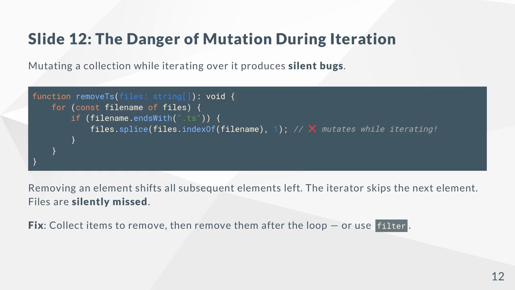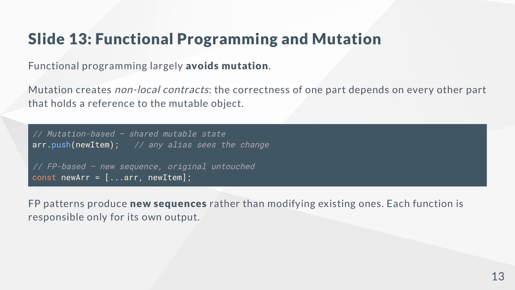Fix: collect items to remove in a separate array, then remove them after the loop. Or use filter. Functional programming largely avoids mutation. Mutation creates non-local contracts. The correctness of one part of the code depends on every other part that holds a reference to the same mutable object.